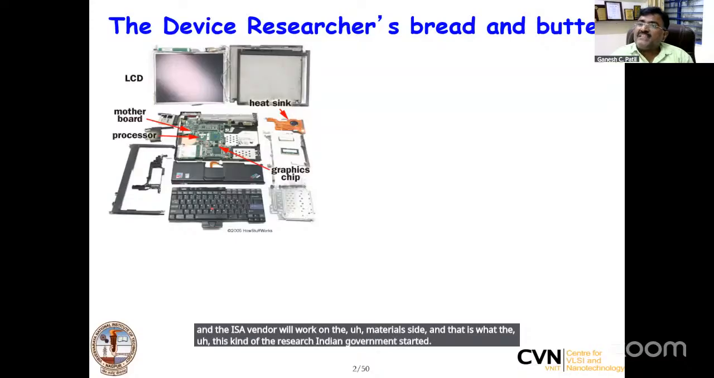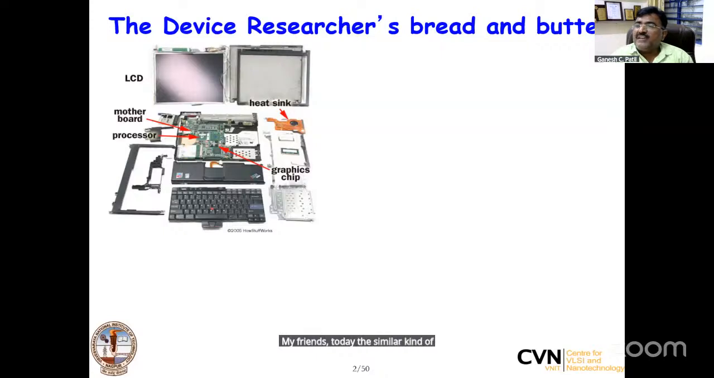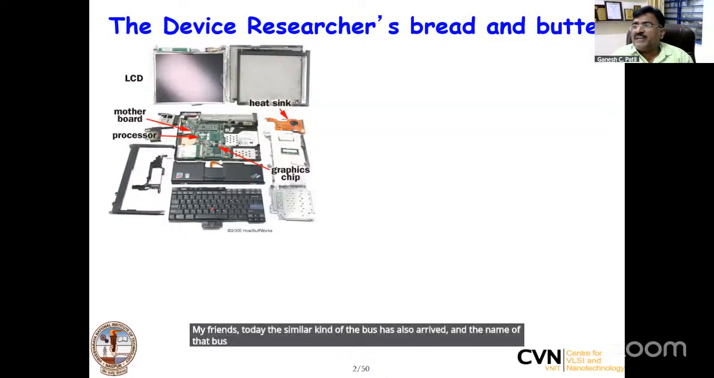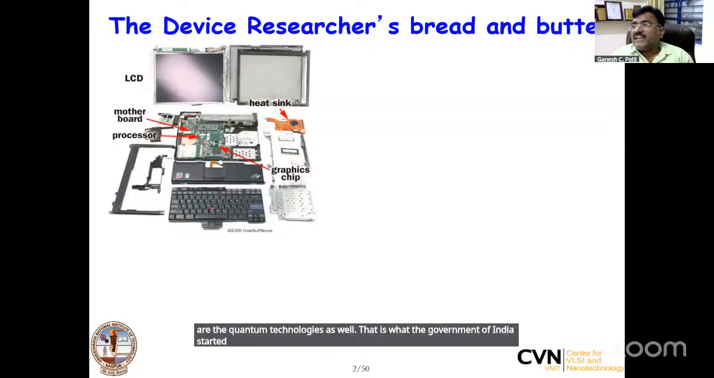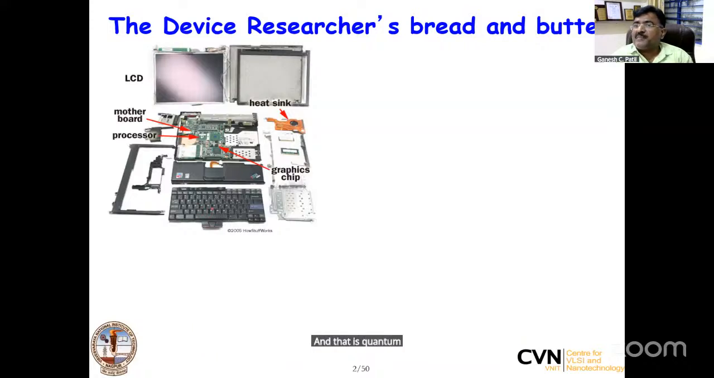Today a similar kind of bus has also arrived, and the name of that bus is now quantum. There is quantum electronics, or most of the time people call it angstrom electronics, or quantum technologies. The government of India started the National Quantum Mission, and since I'm part of one of the committees in the National Quantum Mission, I'd like to tell you that you could catch the bus which is now running in India: quantum electronics, or quantum technologies.